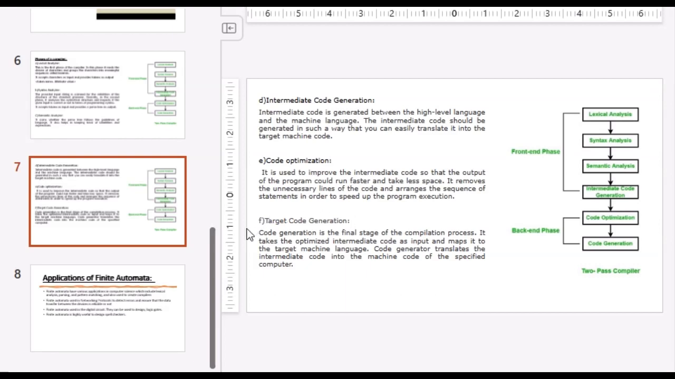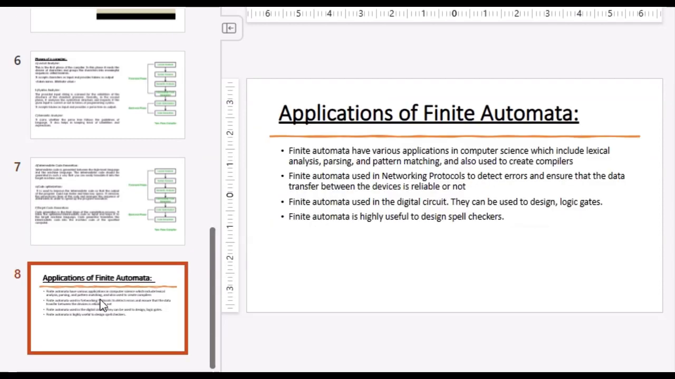Code generation is the final stage of the compilation process. It takes the optimized intermediate code as input and maps it to target machine language. So the code generator translates the intermediate code into the machine code of a specified computer. So that's the explanation about the phases of the compiler.